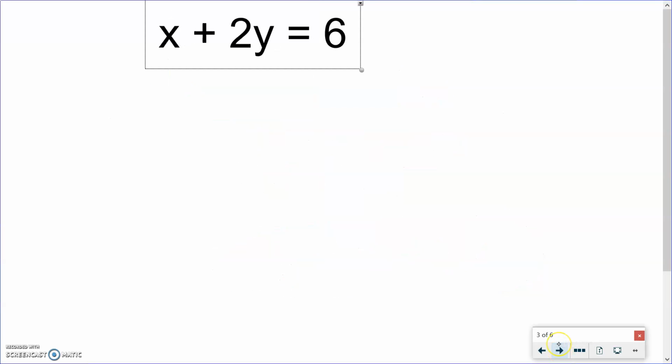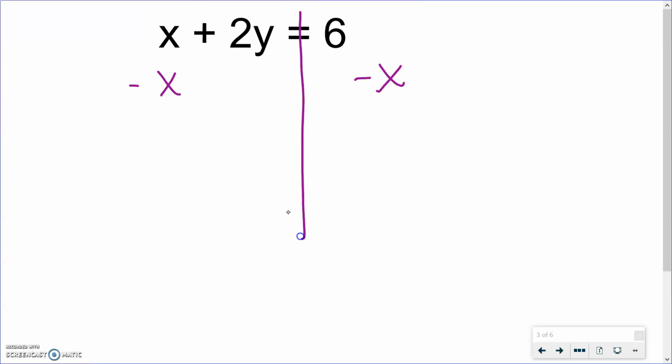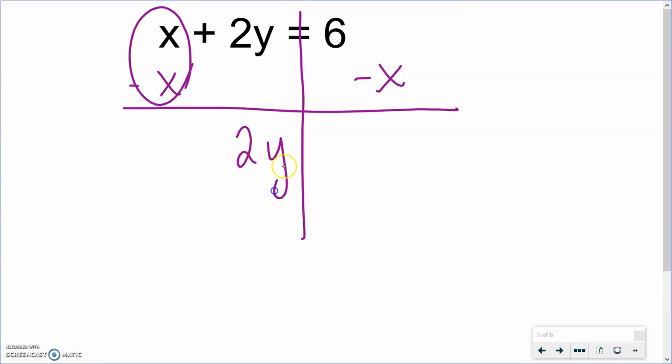Okay, we're going to do another one here. This one, again, is a little different. This time we have a coefficient in front of our y term. We are still going to do the exact same thing. So we are going to subtract the x term from both sides of our equation. This becomes 0, so we have 2y equals 6 minus x. And remember, we can't put those together.